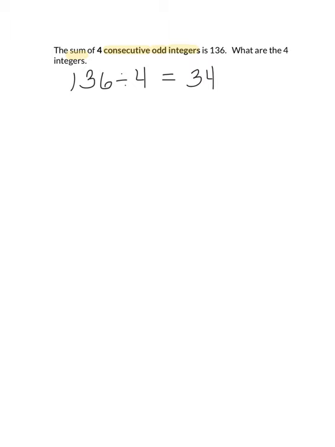Which means that my 4 integers, if they were all the same, would be 34 plus 34 plus 34 plus 34. And if you add them together, you will get 136. But that's not the answer because these are 4 of the same numbers. They're not consecutive, which means one after the other, and they're not odd. So I'm going to take my answer of 34 and pick odd numbers around it. I'm going to start guessing.